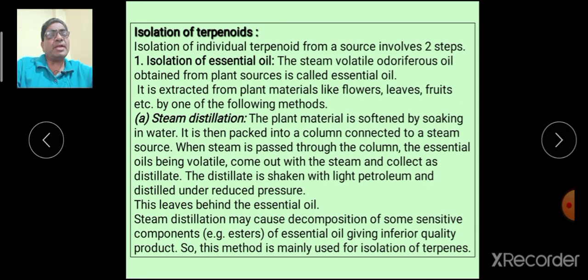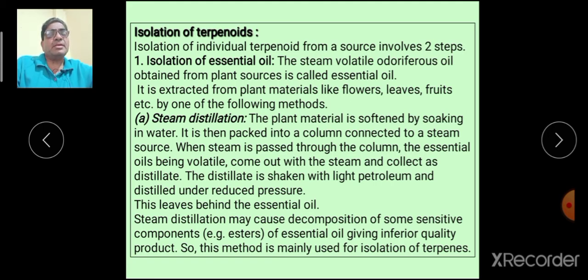Here the plant material is softened by soaking in water, and then it is packed into a column connected with a steam source. That is, from that column steam is passed, and when this steam is passed through the column, the essential oils, as they are volatile, come out with the steam and collect as distillate after cooling. And this distillate is shaken with petroleum ether, and finally distilled under reduced pressure. Due to this, the essential oils are left behind.